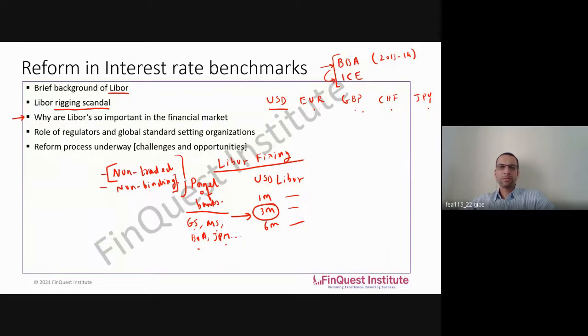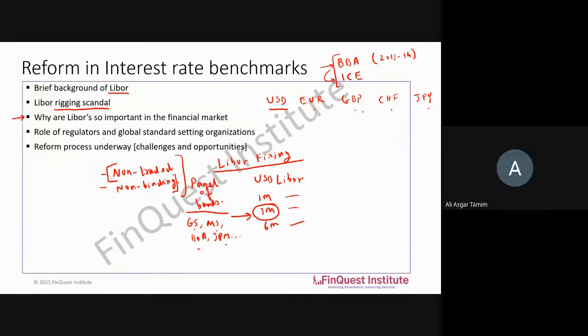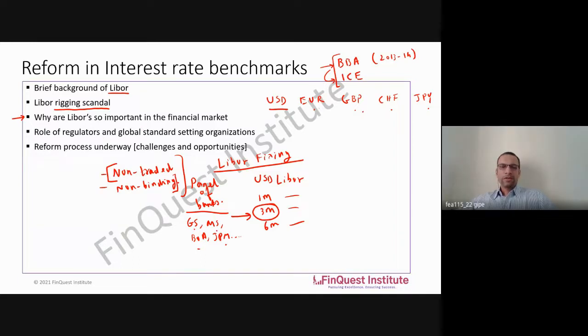So any questions up till now? Yes, sir. Okay. So then, sir, which benchmark is being used now, if not LIBOR? Yeah, we'll talk about that. We'll just complete one more point and then we'll come to that. Sir, can you explain that non-binding here again? Yeah, sure. Please go ahead.